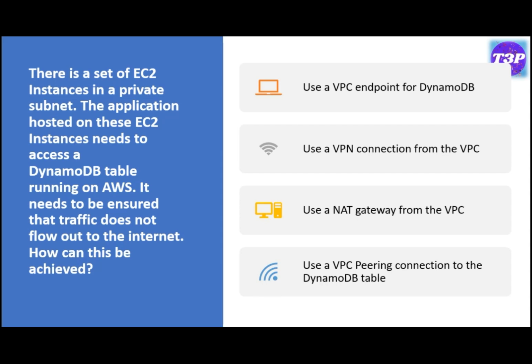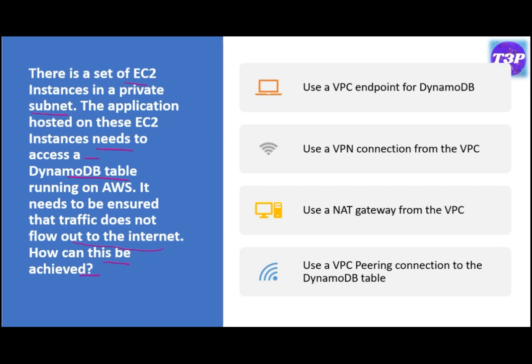Let's talk about this question. In this question, they are asking, there is a set of EC2 instances in a private subnet. The application hosted on these EC2 instances needs to access a DynamoDB table running on AWS. It needs to be ensured that the traffic does not flow out to the internet. How can this be achieved?